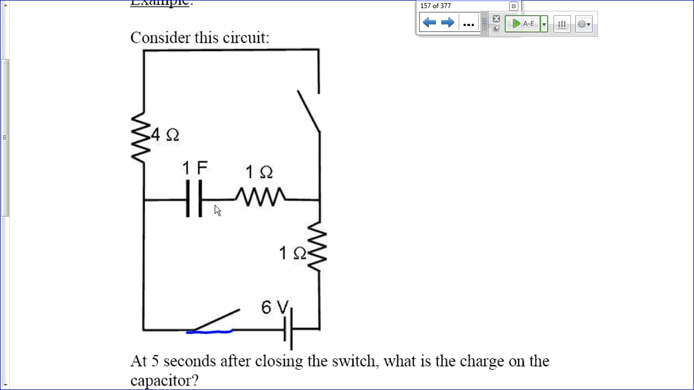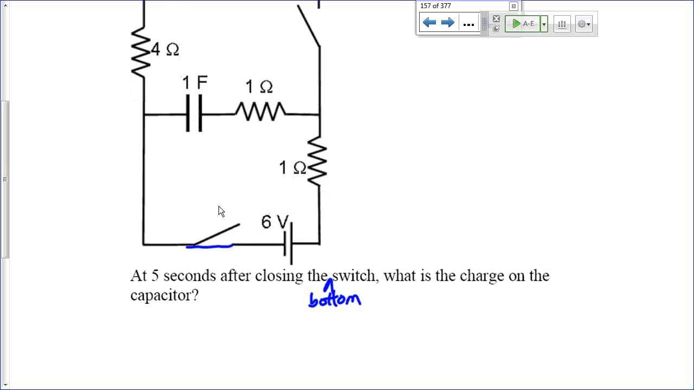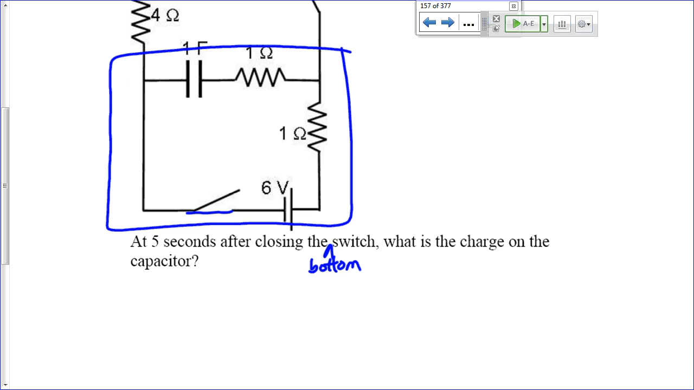They're kind of cool. So if I close the bottom switch, what is the charge on the capacitor? All right, so I'm just considering this circuit now, because the top switch is open and so it doesn't really exist. I can figure out my time constant first, because if it's fully charged, then it's really easy. I just need to know the maximum voltage.